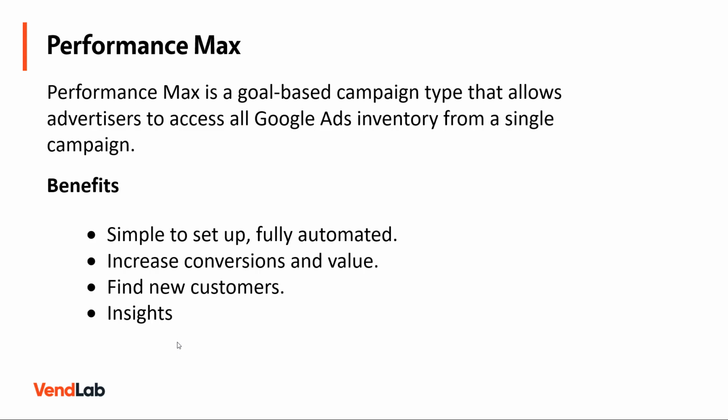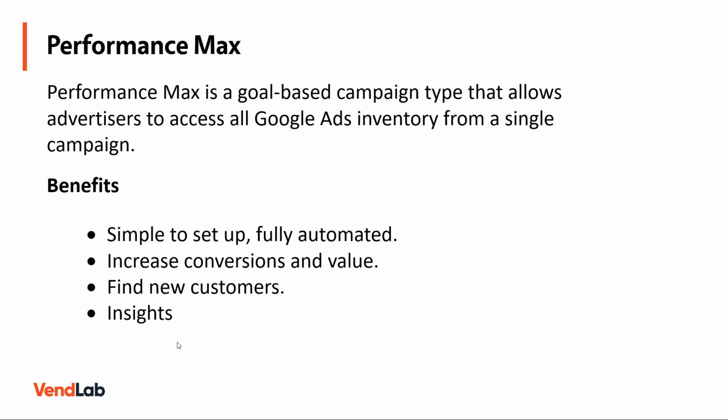Performance Max is a goal-based campaign type that allows advertisers to access all Google Ads inventory from a single campaign. Performance Max helps drive performance based on your conversion goal using smart bidding to optimize performance in real time. Google does almost all the work for you. All you need to do is create assets for Google to run the campaigns and set your goal. This enables advertisers to spend less time monitoring and optimizing their campaigns and more time working on the quality of their offer and the quality of their site.